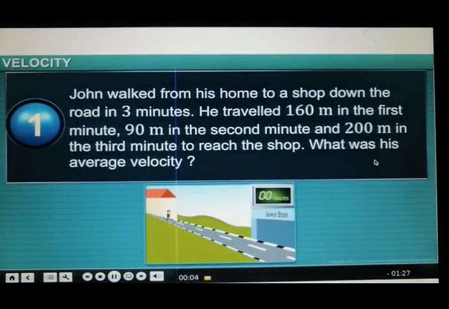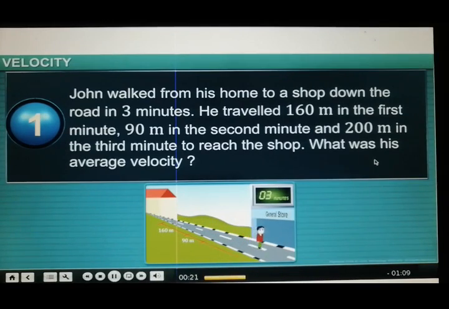Let's now look at a problem related to velocity. John walked from his home to a shop down the road in 3 minutes. He travelled 160 meters in the first minute, 90 meters in the second minute, and 200 meters in the third minute to reach the shop. You need to find his average velocity.